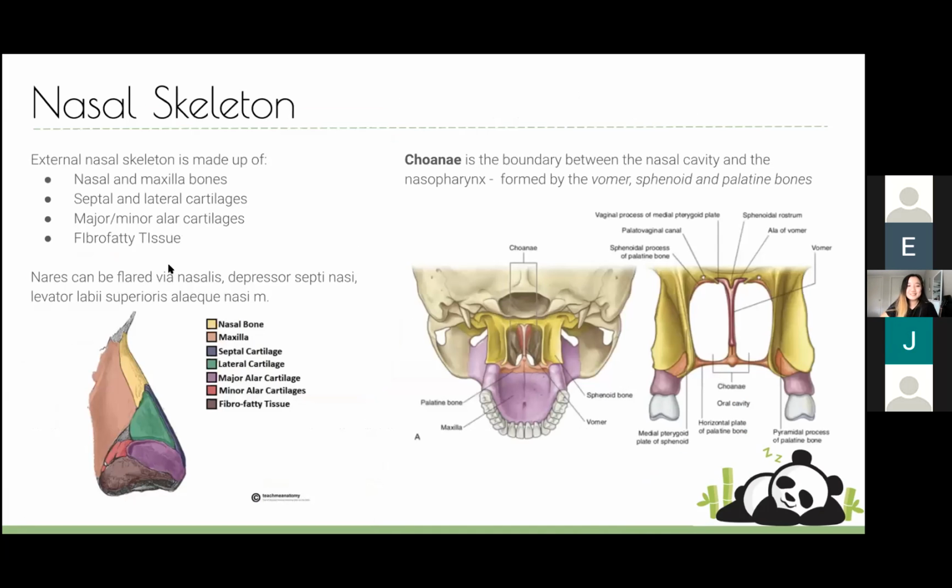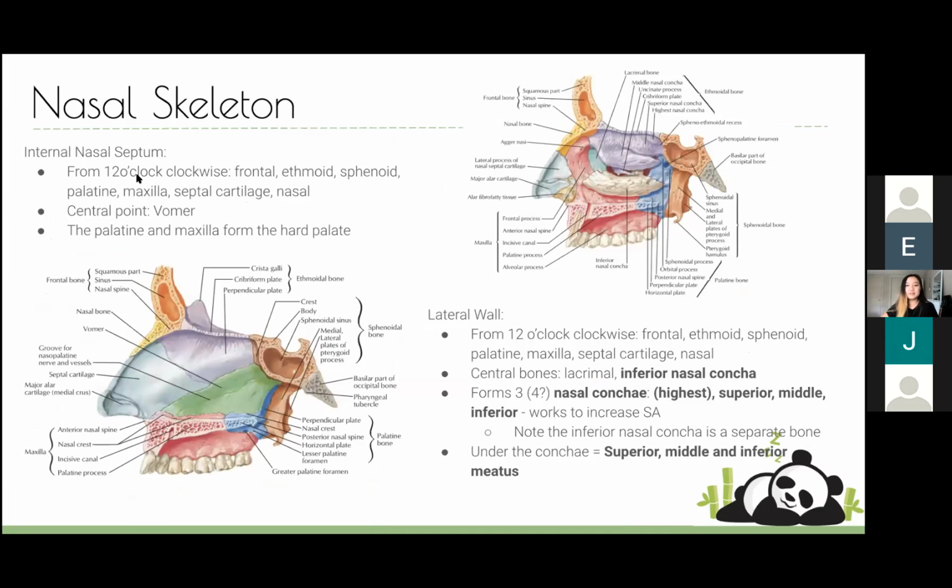You've got your external nasal skeleton made up of a couple bones. You've got your choana, which is what goes into your pharynx. This is your nasal skeleton. It's got lots of bones. We kind of talked about them before. Remember your inferior nasal concha is a separate bone. And then under these concha, you have superior, middle, and inferior meatus.